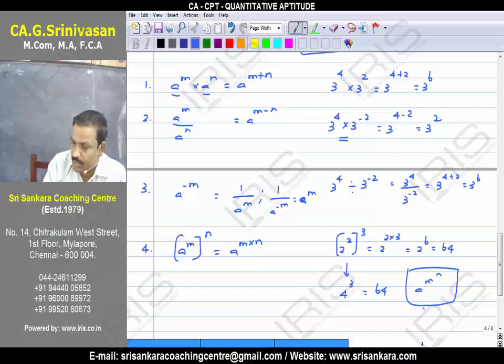Are you able to follow? Definitely, for a, that should be power m, and for a power m, that should be power n. Then only you can apply the formula. Suppose we have it like this, it has to be written as such. This a power m power n is not equal to a power m into n. Please remember that. It's a very, very important point. It should be written as such only. Okay, the next one.